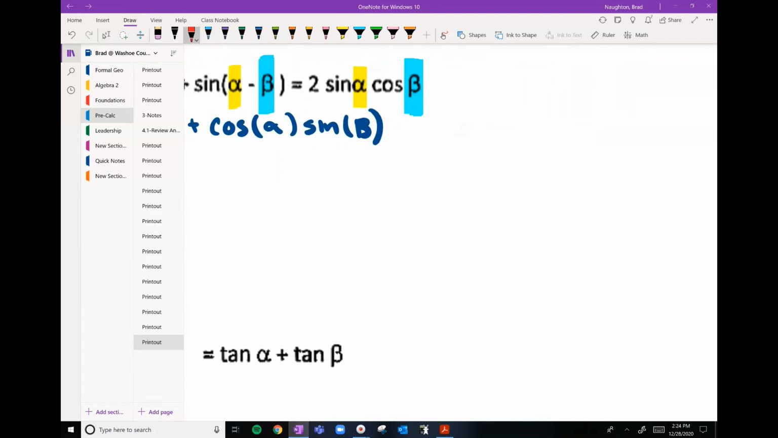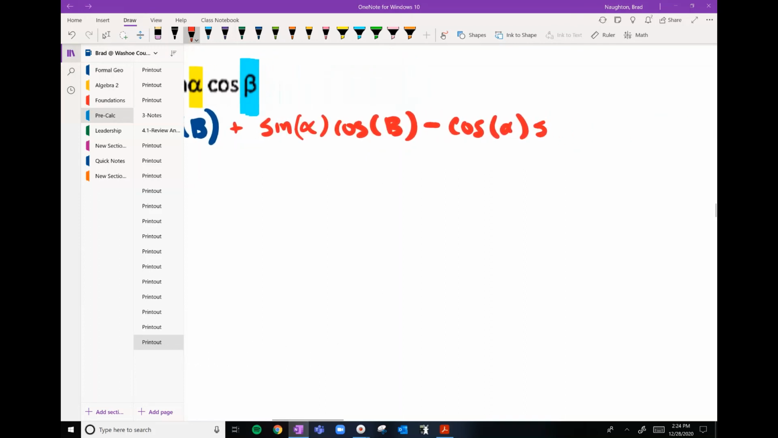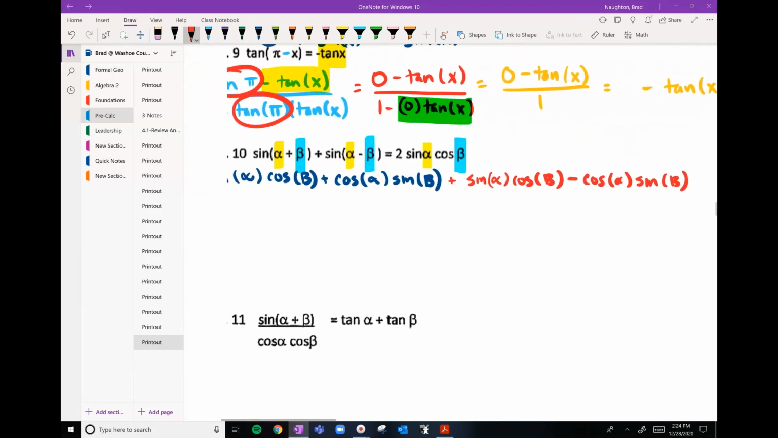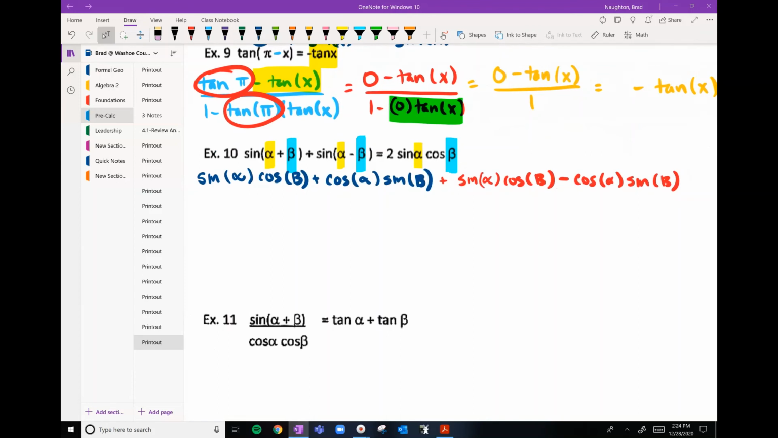And that's for this one now. It's basically the same thing. So plus, and then sine of alpha, cosine beta, and then minus, we're going to have cosine alpha, sine beta. Alrighty, so we have everything written out here. And what do we notice? Well, hey, these two pieces right here are exact opposites, so they're going to cancel each other out.